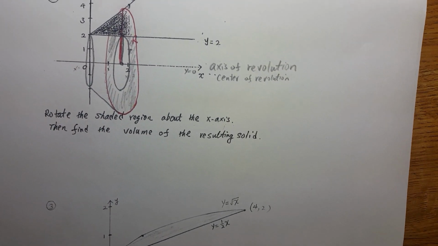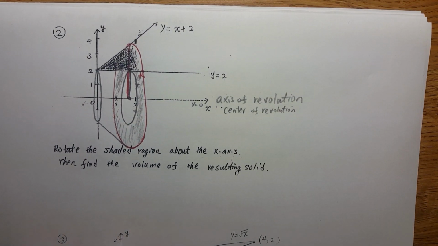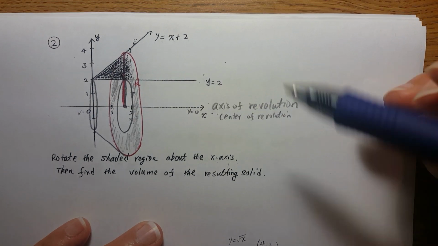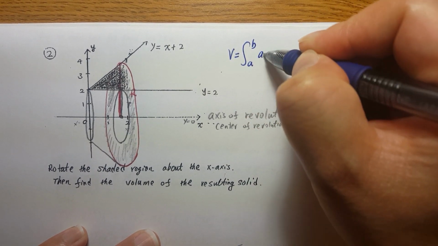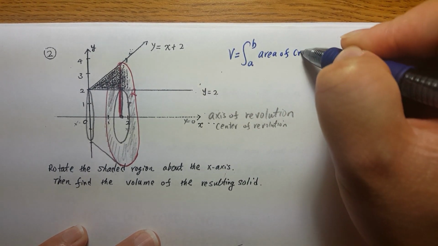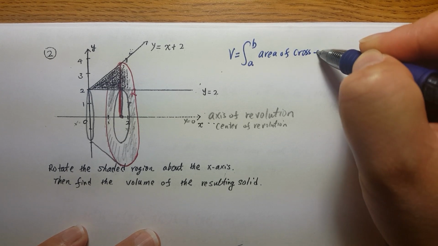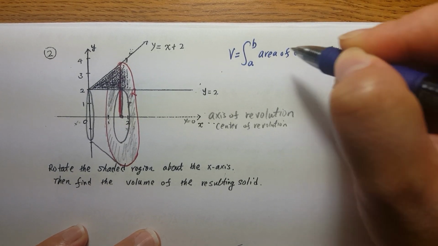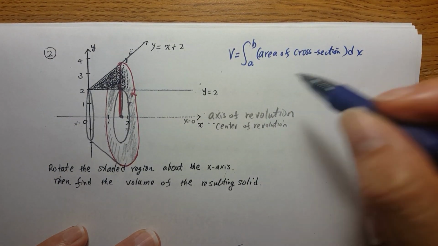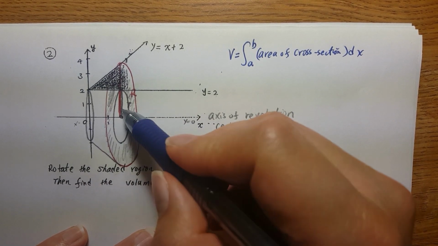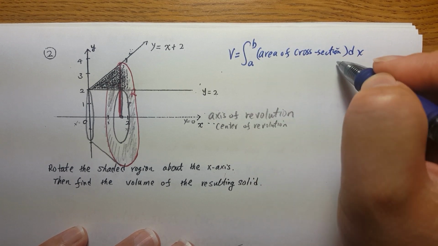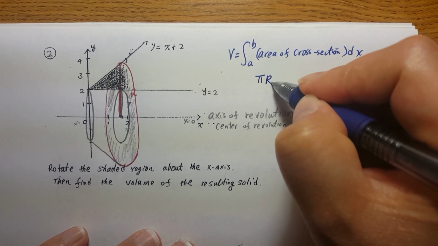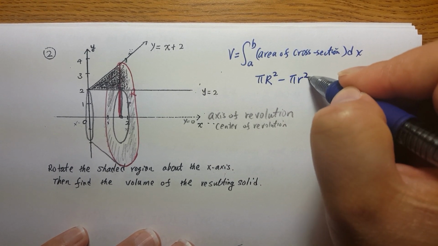Okay, let's take a look at question number 2. We drew the diagram already. So we say that the formula is volume equal to the integral from a to b of the area of the cross section dx. In this case, we have a cross section that has two circles. So the area of the cross section is pi big R squared minus pi small r squared.